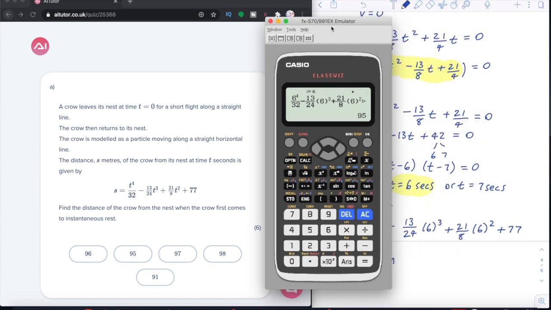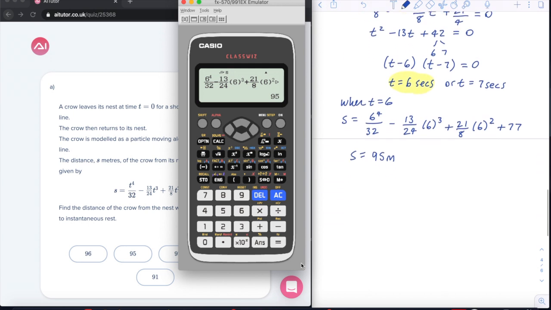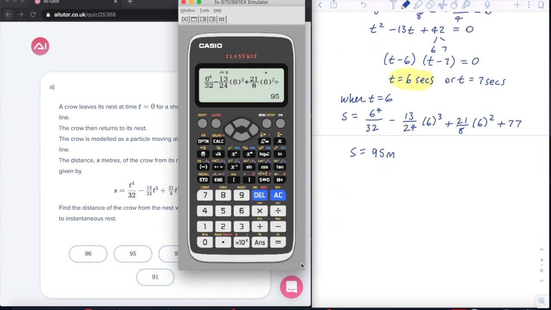But remember, we've also got that t equals 7 seconds. So let's just work out what our distance s is going to be when t is 7. So when t is 7, s equals 7 to the power 4 over 32 minus 13 over 24 times 7 cubed plus 21 over 8 multiplied by 7 squared plus 77. Work this out on our calculator.